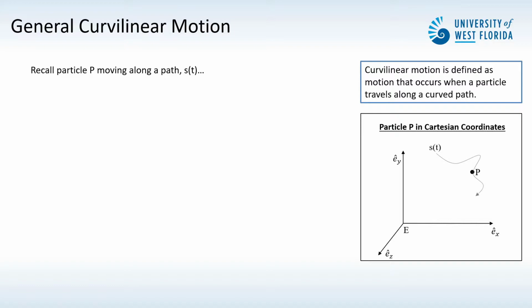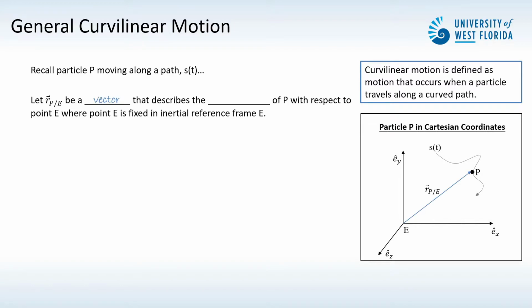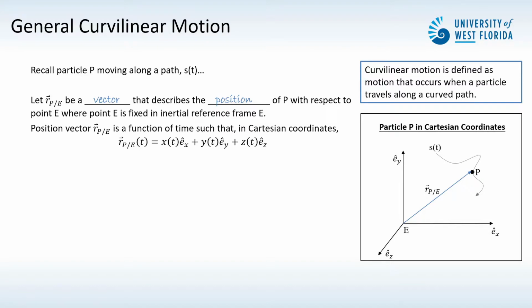Recall particle p moving along a path s of t. Let r sub p slash e be a vector that describes the position of p with respect to point E, where point E is fixed in inertial reference frame E. The position vector of p with respect to E is a function of time such that in Cartesian coordinates it is x of t ex plus y of t ey plus z of t ez.